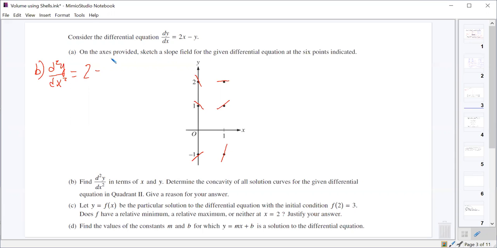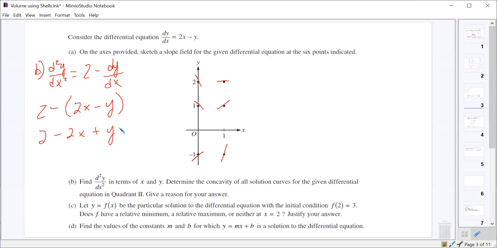Minus 1 dy dx, right? And how are we going to rewrite that then? 2 minus 2x minus y, or 2 minus 2x plus y if we want to. Either of those are fine.